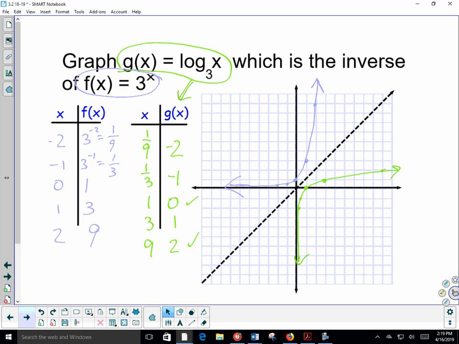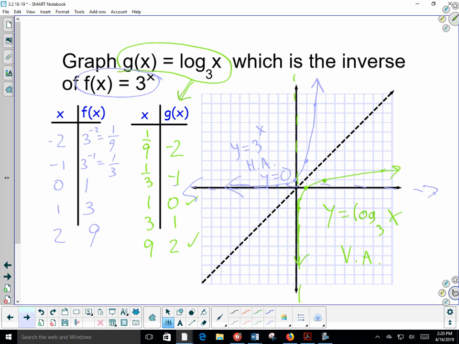Yeah. One of these functions has a horizontal asymptote, and one of them has a vertical asymptote. Which one has the horizontal asymptote? The exponential one or the logarithmic one? The exponential one. This right here is the horizontal asymptote for y equals 3 to the x. It has a horizontal asymptote at y equals 0. This one here is my y equals log to the base 3 of x, and that one has a vertical asymptote at x equals 0. Does that make sense? Yeah.